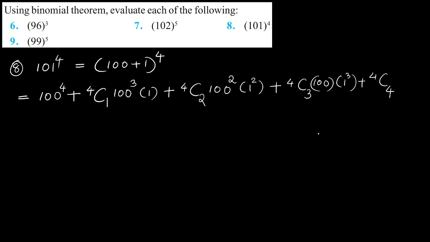After 4c1, the next coefficient is 4c2. The power of 100 is again reduced, but 1 becomes 1 square next. 4c2 becomes 4c3. 100 square becomes 100. 1 square becomes 1 cube. After 4c3, the last term will be 4c4. If the term is nCn, it will be the last term. The 100 disappears. 1 cube will be 1 raised to 4. I hope you have understood. All of you clear?